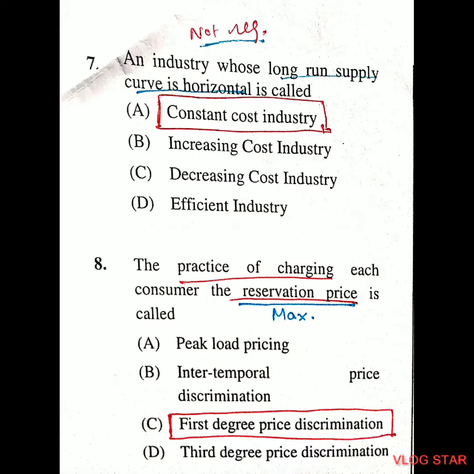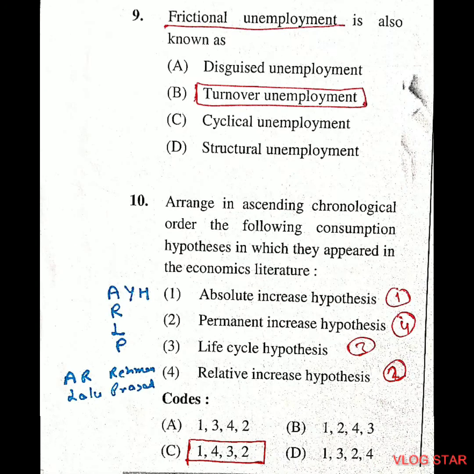Seventh question. An industry whose long-run supply curve is horizontal is called a constant cost industry. Question number 8. The practice of charging each customer the reservation price is called first degree price discrimination. So what happens in this? The customer is charged the maximum price they would pay. Ninth question. Frictional unemployment is also called turnover unemployment.